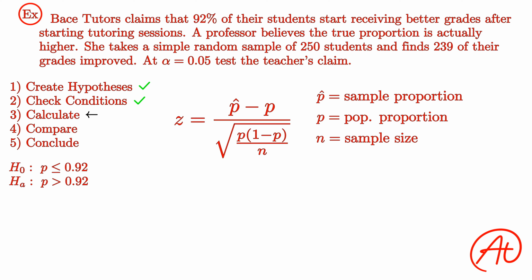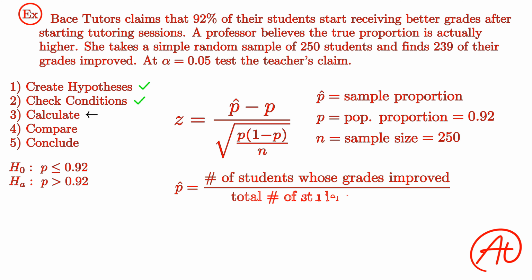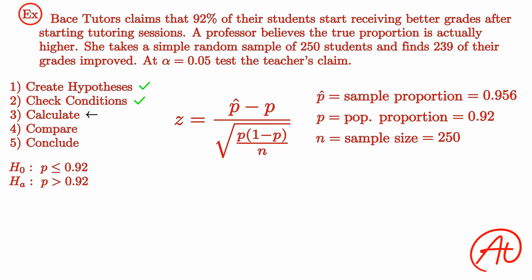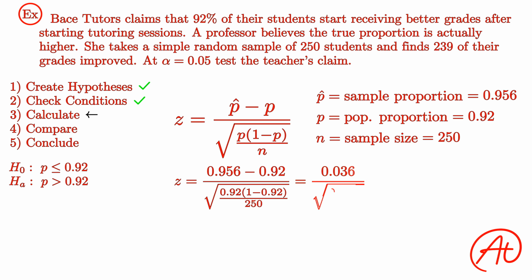For our problem, we know that the assumed population proportion is 0.92, and the sample size is 250. The sample proportion, p hat, is the number of students whose grades improved divided by the total number of students in the sample. For the professor's sample, this was 239 divided by 250, or 0.956. Plugging these into our formula, our test statistic z is 0.956 minus 0.92 divided by the square root of 0.92 times 0.08 divided by 250. Plugging this into our calculator, we get that z equals about 2.10.